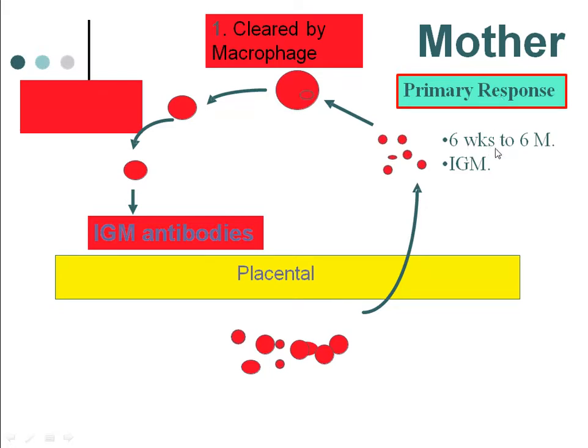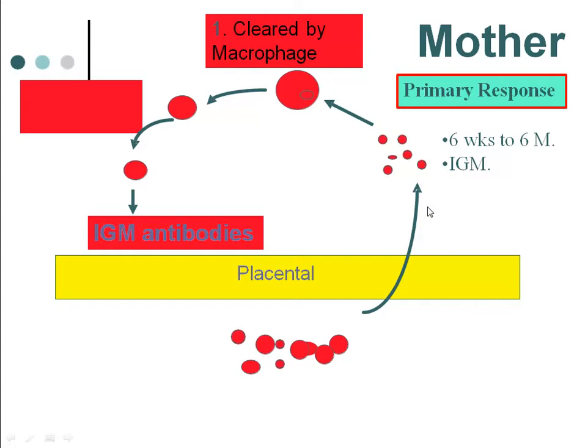As you see, within 6 weeks to 6 months, these antibodies are being produced. The antibodies which are produced are IgM, the large one. The molecular weight is large. Okay. So these IgM antibodies are not able to cross the placenta. So they remain in the mother, and are cleared by the macrophages in the mother. So nothing happens here in the primary response.